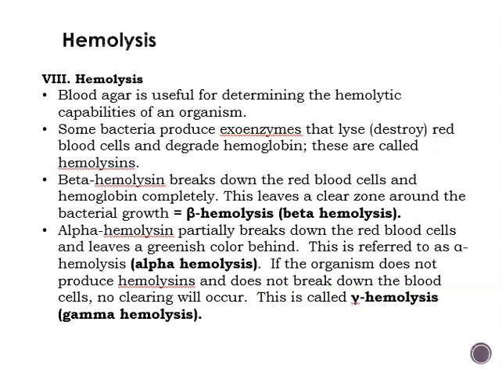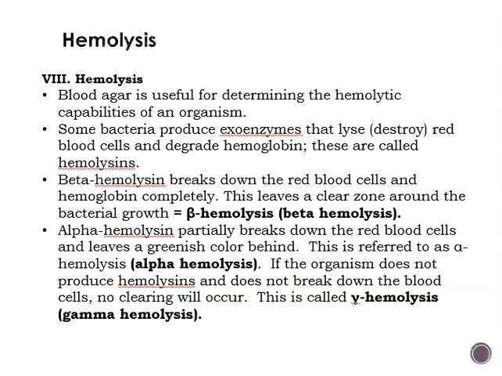A beta hemolysin breaks down the red blood cells in the media and the hemoglobin completely. The result is a clear zone around the bacterial growth because we've got sheep's blood in our media. This organism produces a beta hemolysin that is capable of destroying the blood cells in the media, which leaves that clear zone. That's referred to as beta hemolysis.